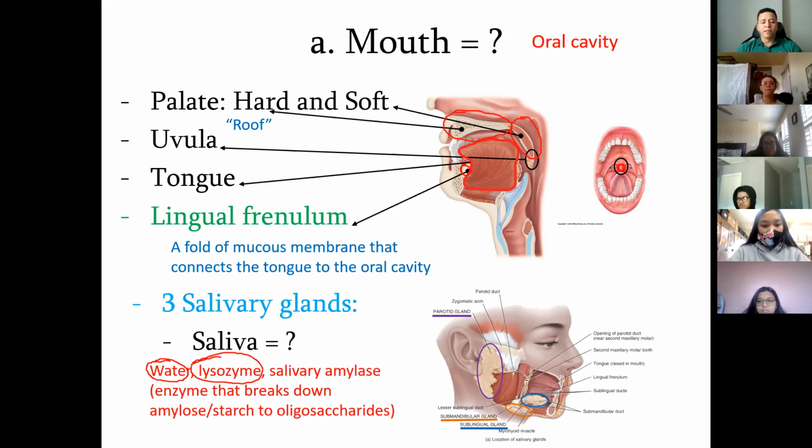And there's also a very important enzyme within saliva that is called the salivary amylase. We're also going to see another amylase produced by the pancreas called the pancreatic amylase. Salivary amylases in general break down amylose, they break down starch into smaller compounds, which are the oligosaccharides.